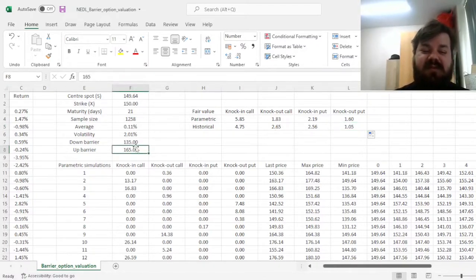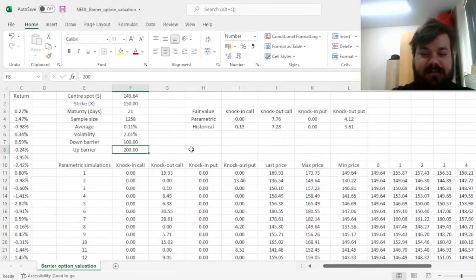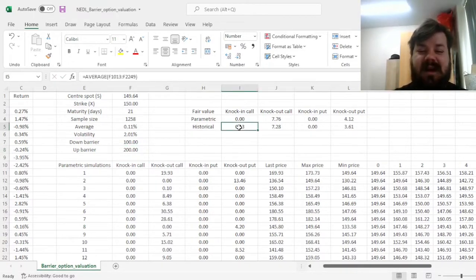And if we play around with our input data, for example, if we assume our down barriers and up barriers are much more strict, like 100 and 200, here we would see that no value is extracted from knock-in calls or puts in the parametric simulation. However, they would have non-zero value in the historical simulation just because the heavy-tailed nature of real-world asset return distributions allows for that.